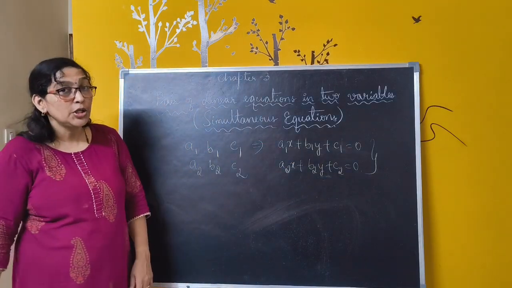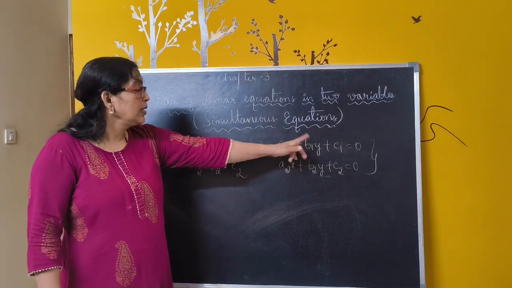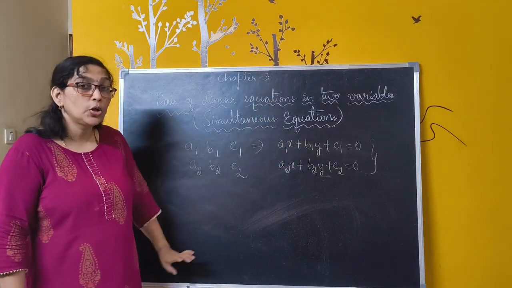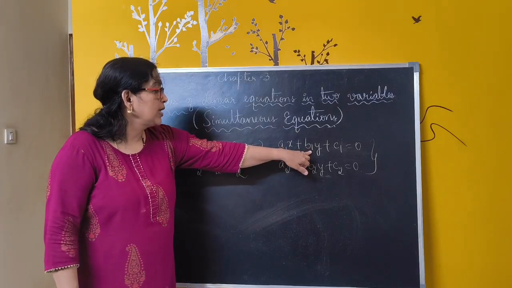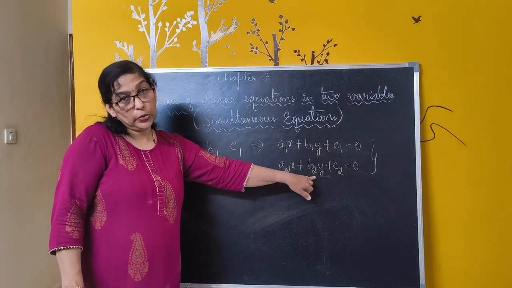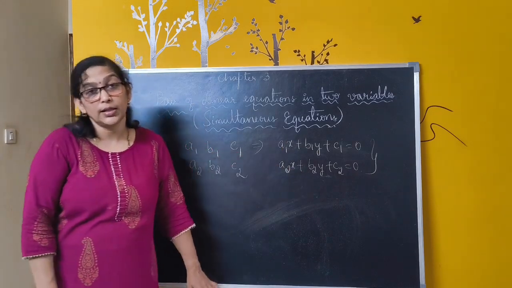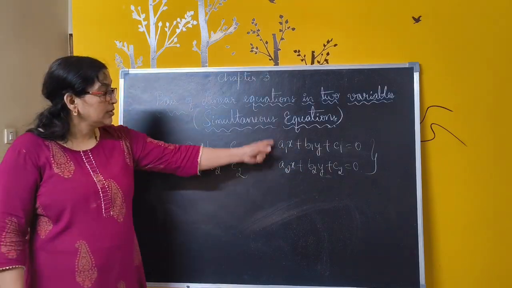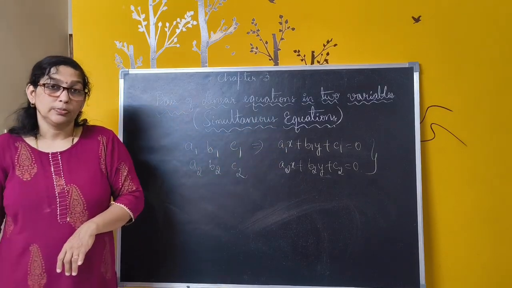And here what is the condition? a1, b1 and a2, b2, these constants, which are real numbers, should not be equal to 0. That is the condition that should be satisfied. So this is called pair of linear equations in two variables.